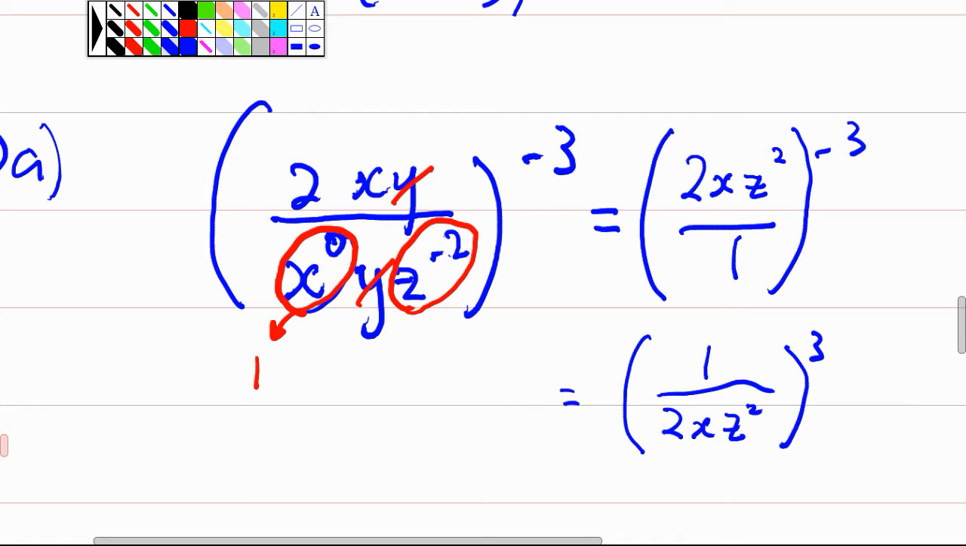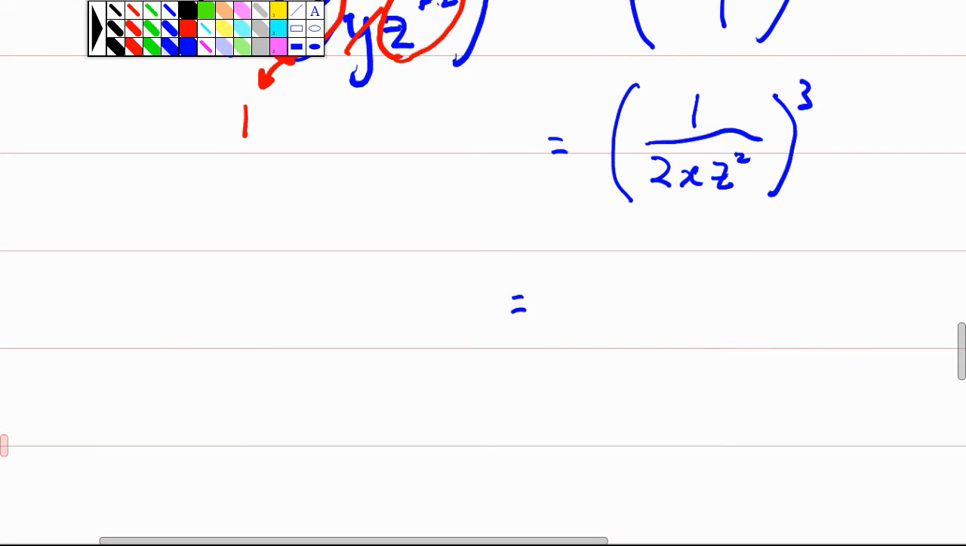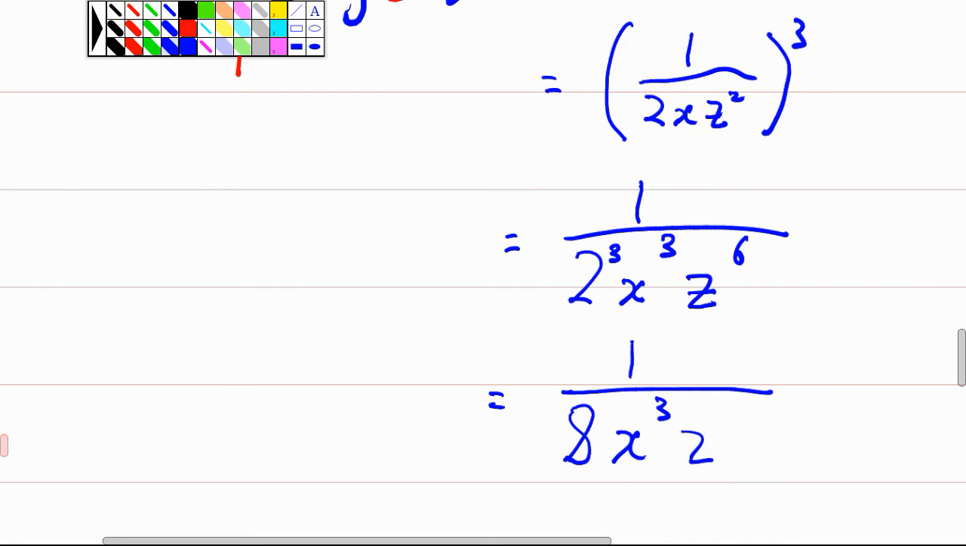What does the 3 mean? Do I only cube the last one or cube all? Cube all. So then this will be 1 cube, which is still 1, 2 cube, x cube, z to the power 6. Answer? 2 cube is what? 8. So you just simplify the answer. Can follow? So this is the answer, yeah?